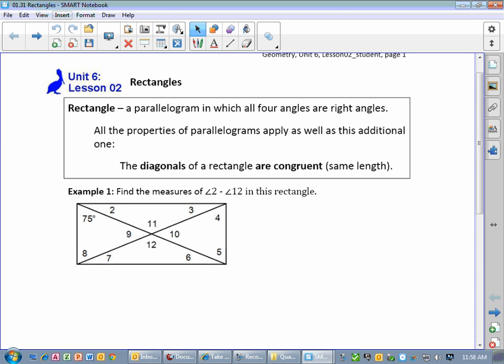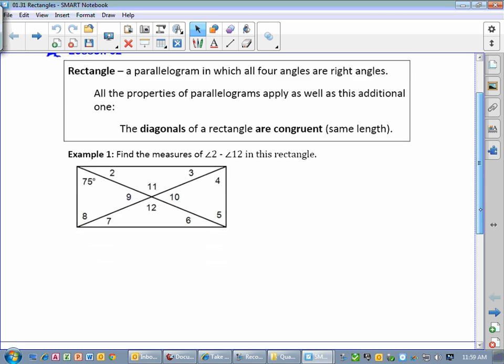So all the properties of parallelograms, what were some of the properties of parallelograms? Let's go through them really quick. There's two parallel lines, so opposite sides are parallel. Opposite angles are congruent. Opposite sides are the same length, they're congruent. What do the diagonals do? They bisect each other. So all these properties still apply, plus the diagonals, not only do they bisect each other, they're also congruent to each other. So all four angles measure 90 degrees, and the diagonals are congruent.